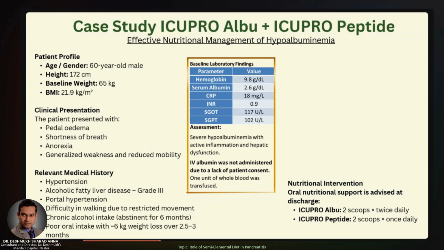So IV albumin was not administered due to lack of patient consent. 1 unit of whole blood was transfused. And oral nutritional support was advised at discharge: isoproalbumin 2 scoops twice daily, isopropeptide 2 scoops once daily. So it's a protein supplement with semi-elemental formulation. Next.